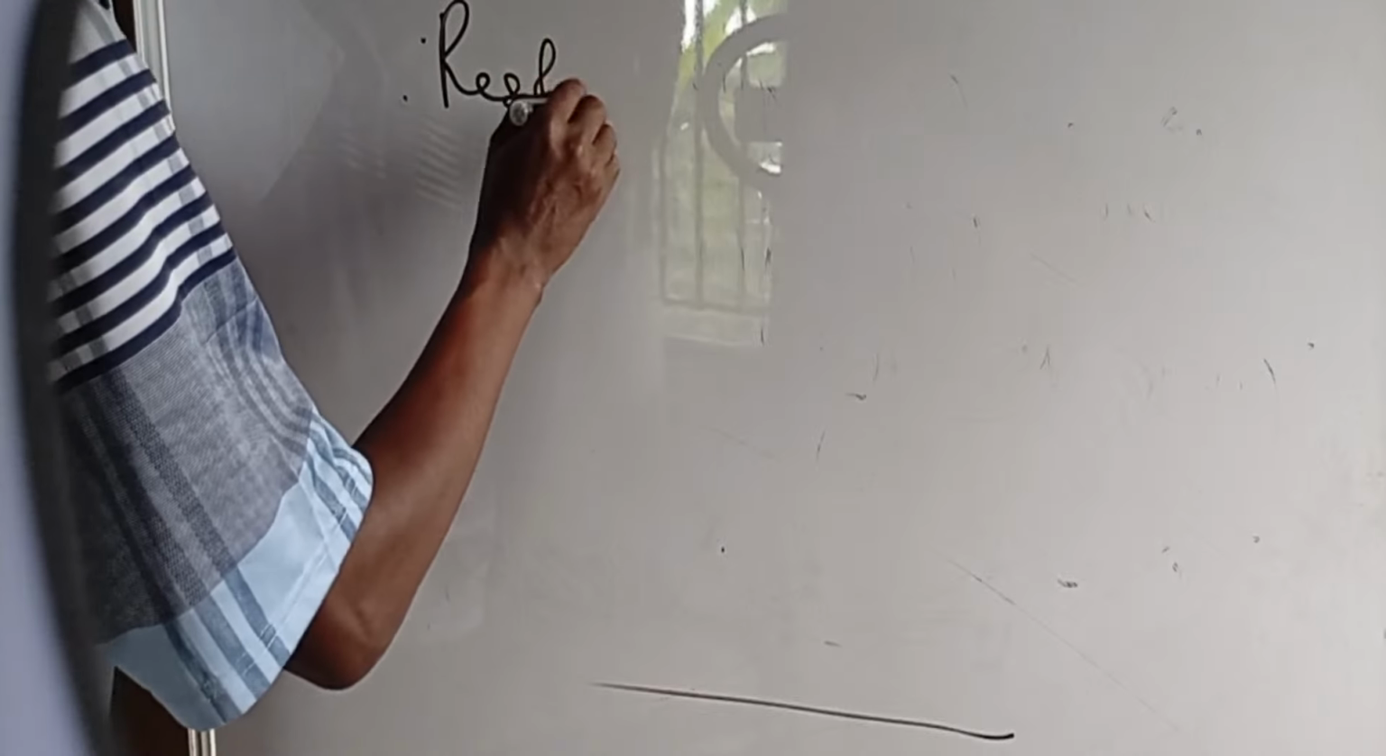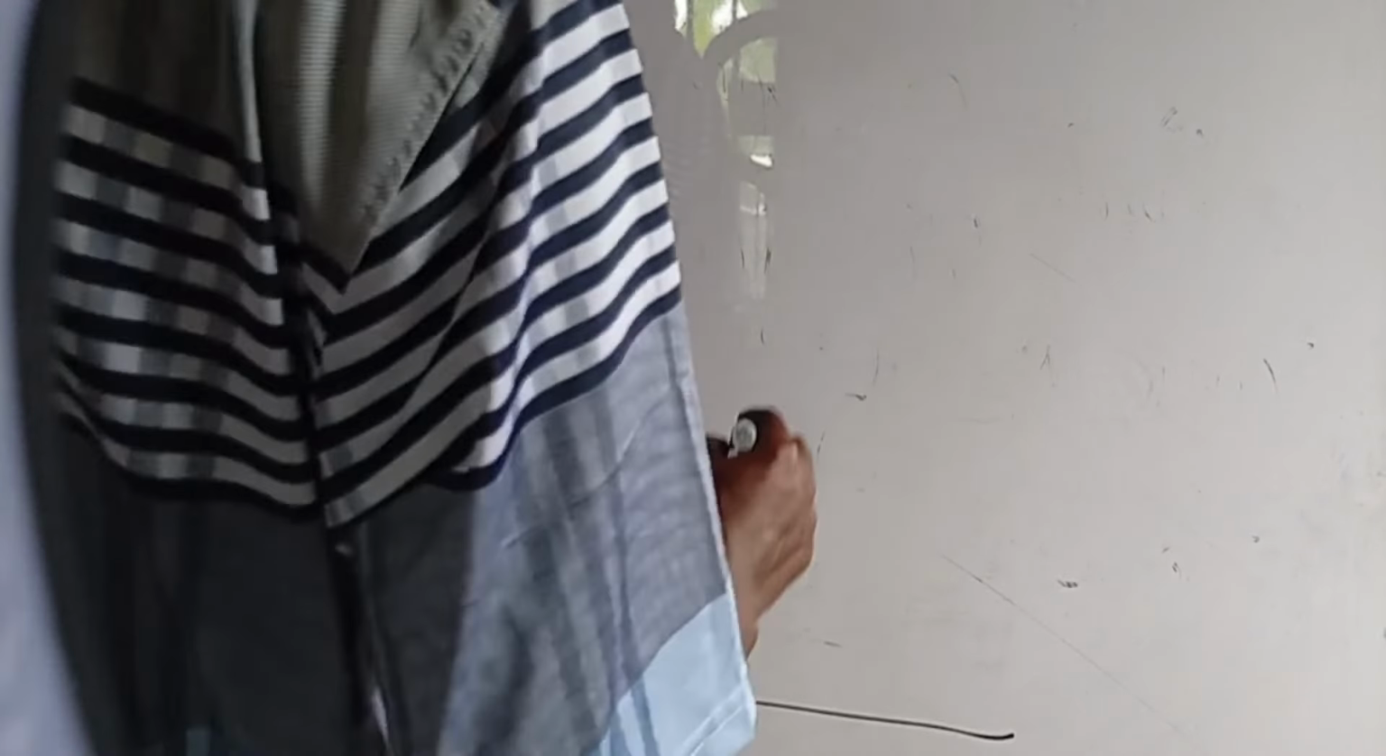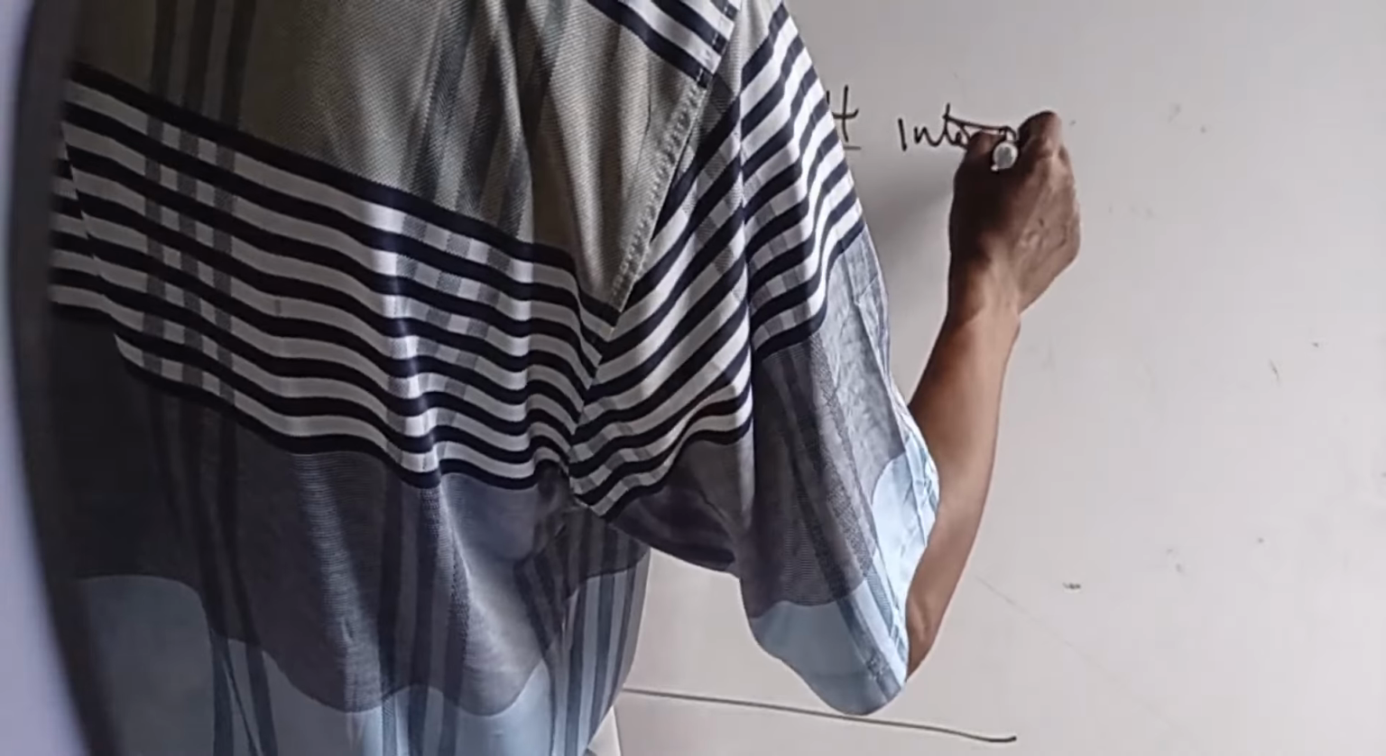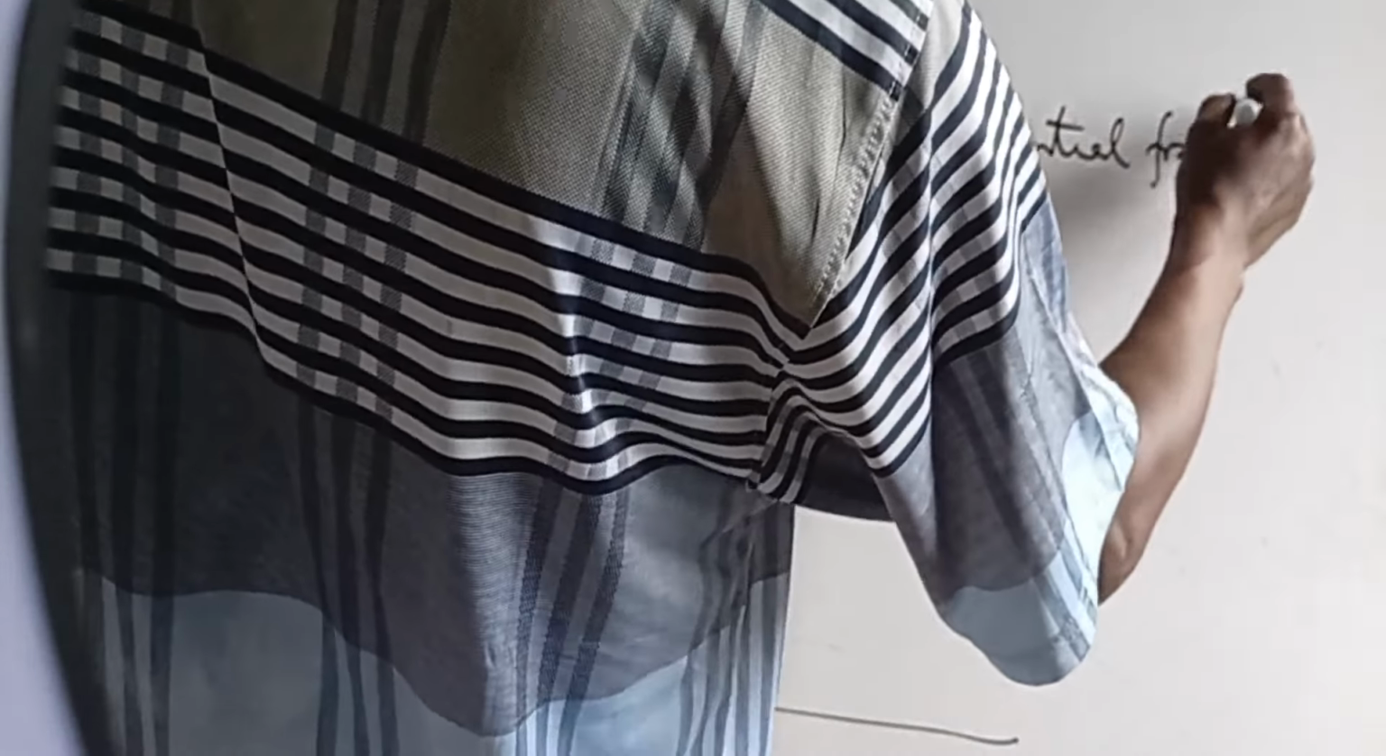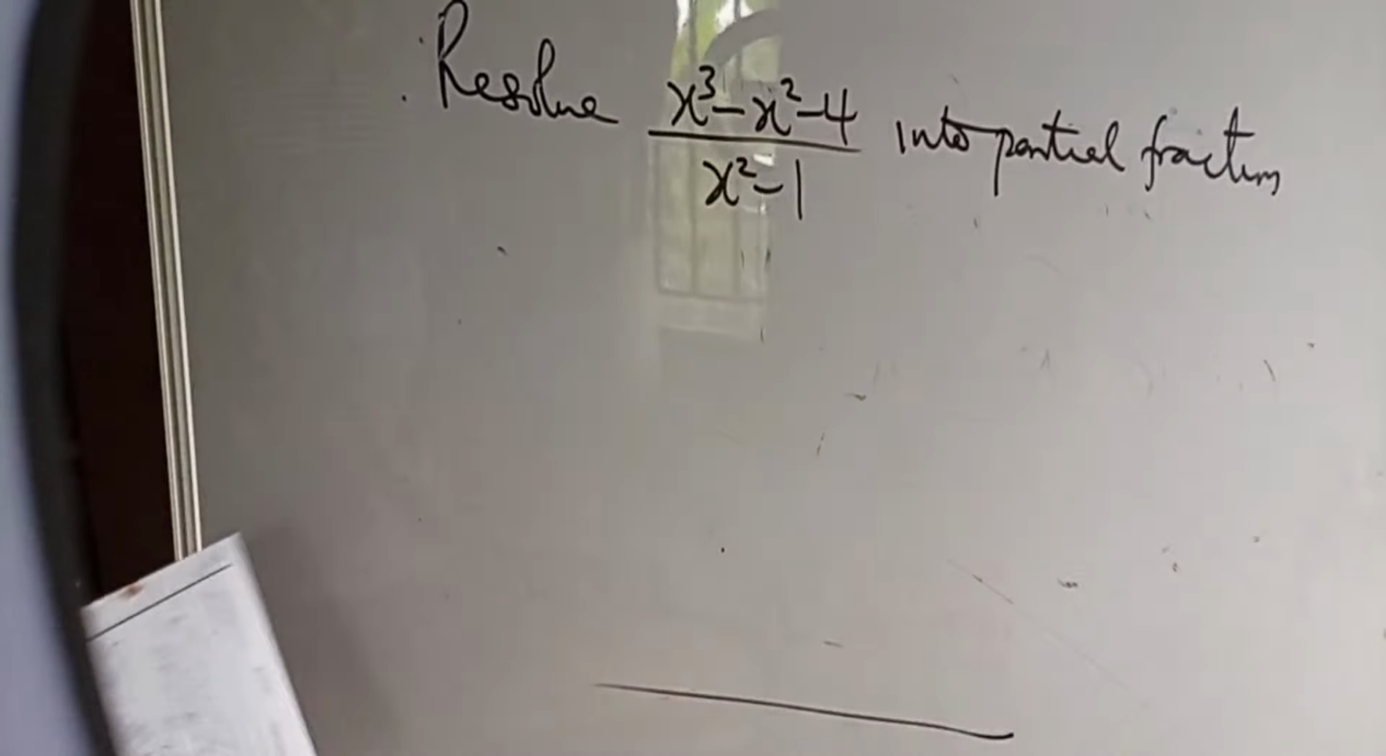Let's try another question. This is another question. We are asked to resolve. I hope we can see this second question. Okay, let me write it for us to see clearly. Resolve. Can you see the question? Okay. Resolve x cubed minus x squared minus 4 all over x squared minus 1 into partial fractions. We are asked to resolve this into partial fractions.